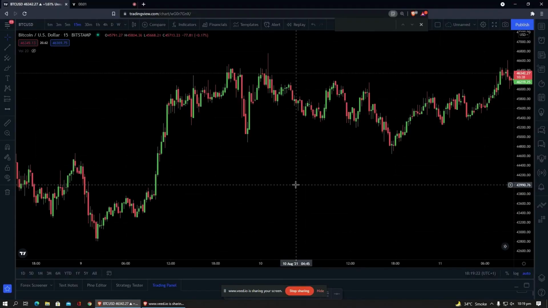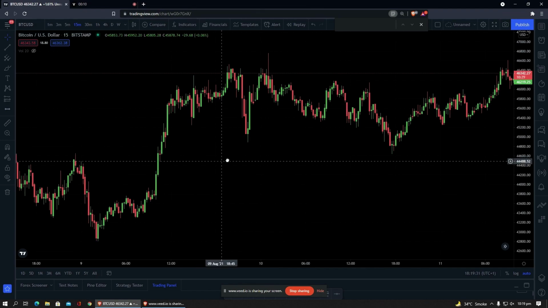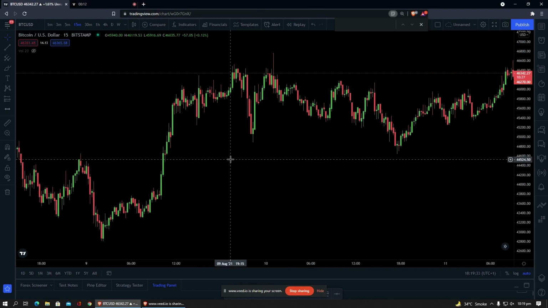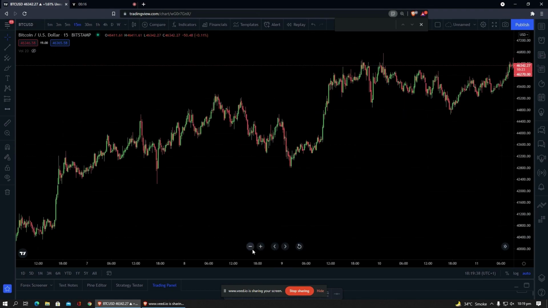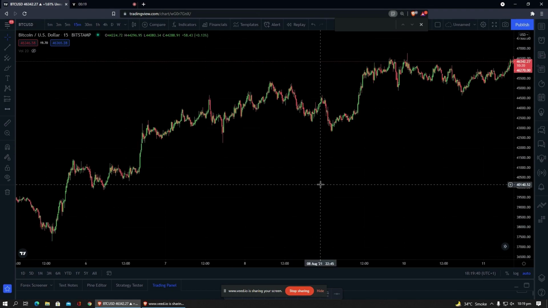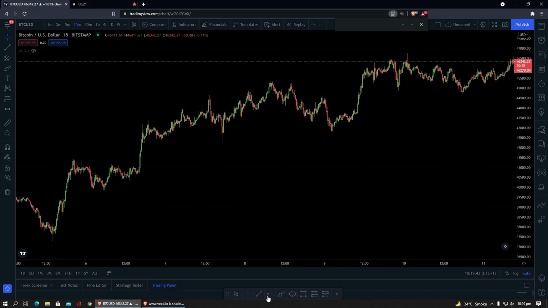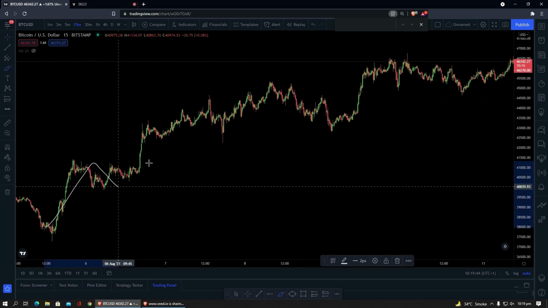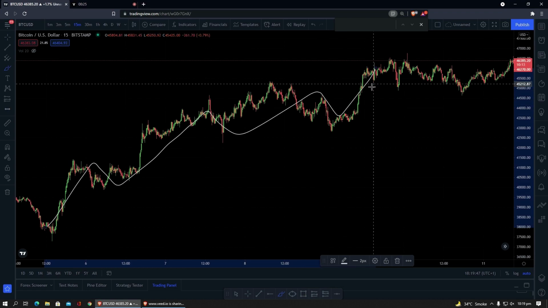Okay guys, so as you can see, we have a 15-minute chart here on Bitcoin versus US dollar. So right now, the first thing that we want to do on 15 minute is to zoom out a little bit and find the overall market direction. And you can see that we have been going up, up and up for a very, very long time. Now, this is the first thing that we want to do on 15 minute.